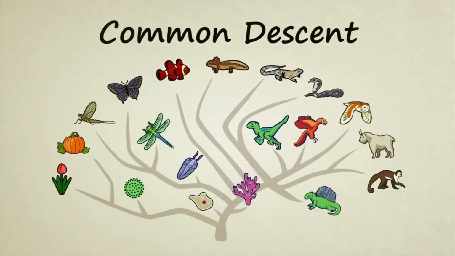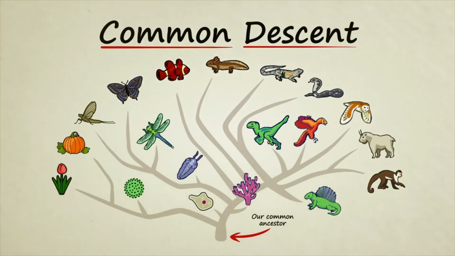Common descent is the idea that all living things on Earth are related. They descended from a common ancestor. Through the gradual process of descent with modification over many, many generations, a single original species is thought to have given rise to all the life we see today.